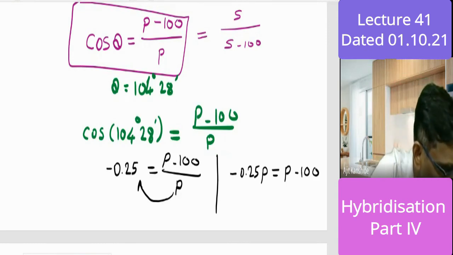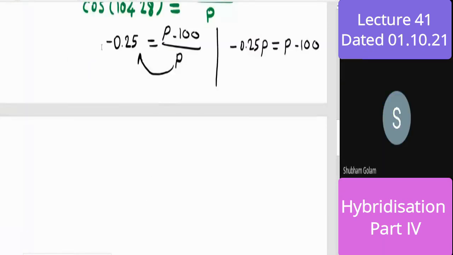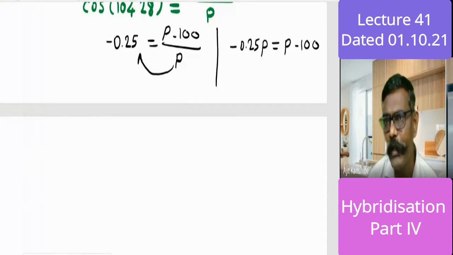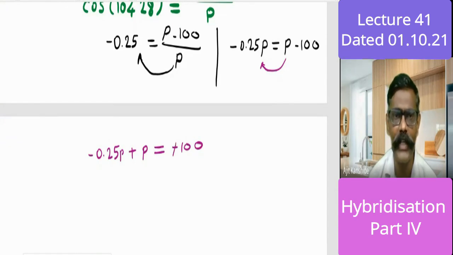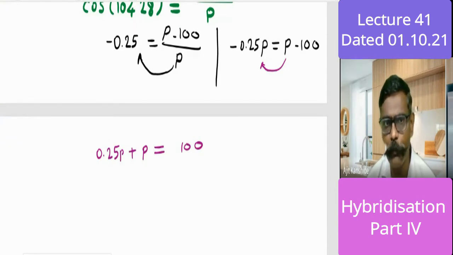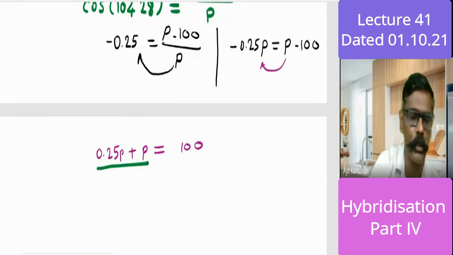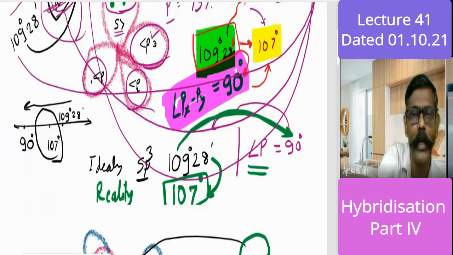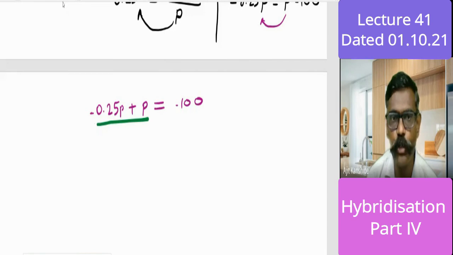Students, could you understand what I'm saying? If I simplify it further, then let me bring this P to the left side. Minus 0.25 P plus P is equal to minus 100. So this minus and minus, I cancel that. So what's the answer? 0.25 P. Sorry, just wait, I'm wrong there. I can't cancel that. First, I need to do this addition: minus 0.25 P plus P.